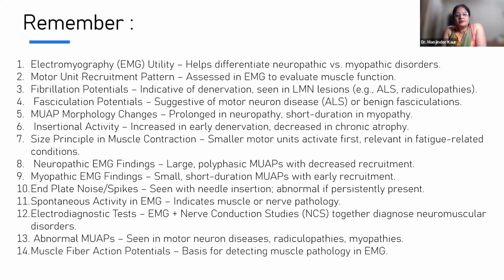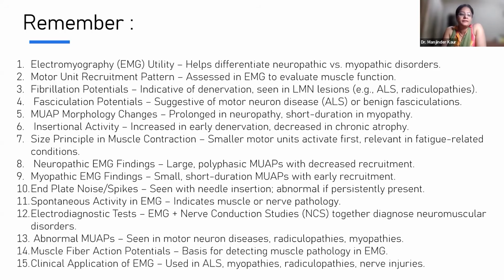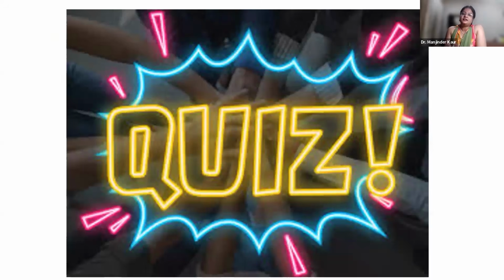The muscle fiber action potentials are the basis for detecting the muscle pathology in EMG. And what are the various clinical applications? They are used in amyotrophic lateral sclerosis, the myopathies, radiculopathies, and nerve injuries.